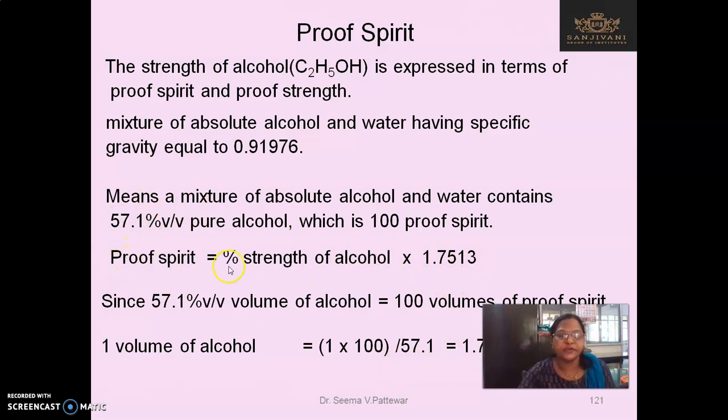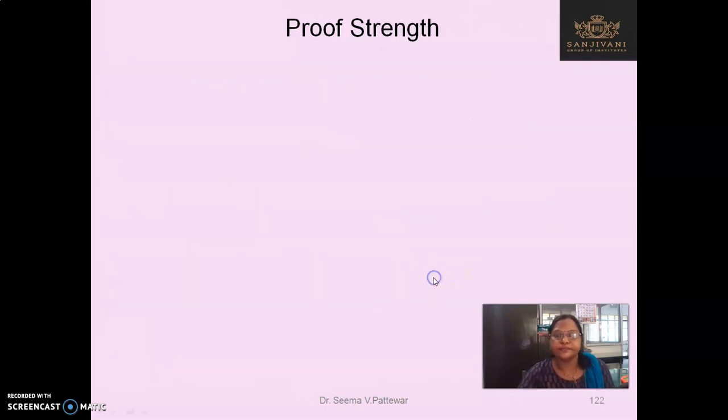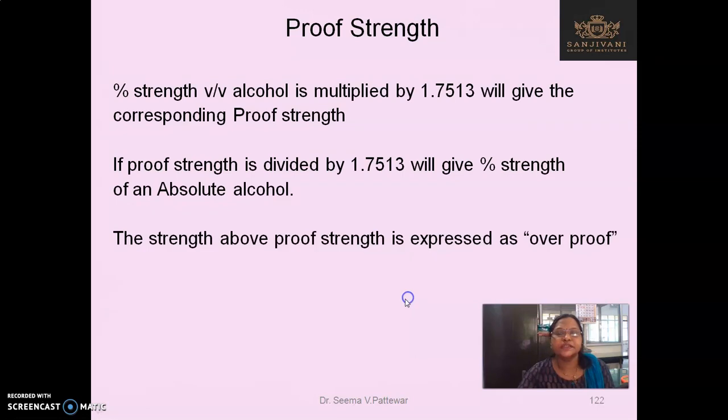So this is the main formula: proof spirit is equal to percentage strength of alcohol multiplied by 1.7513. See this example, but before that, one more point. Percentage strength of volume by volume alcohol multiplied by 1.7513 will give you the corresponding proof spirit. If the proof strength is divided by 1.7513, you will get the percentage strength of absolute alcohol.